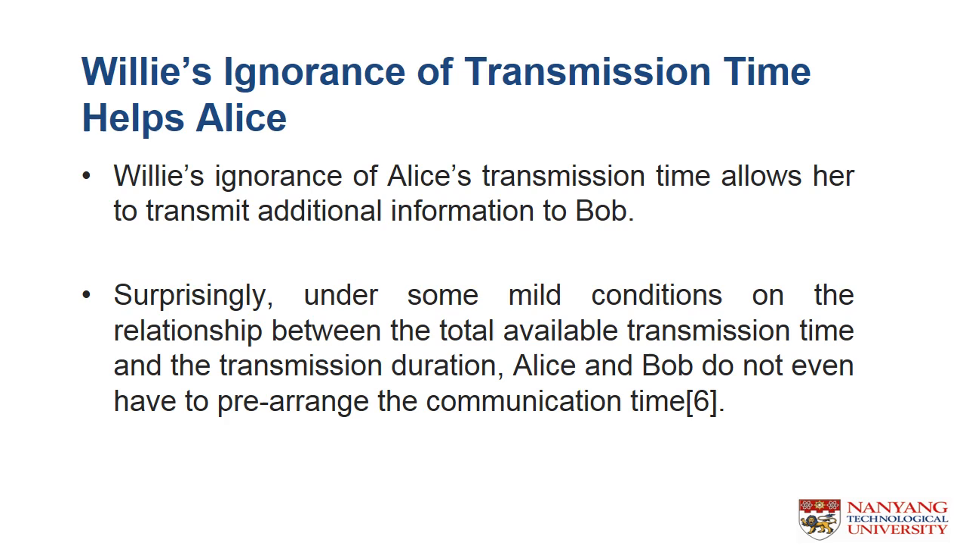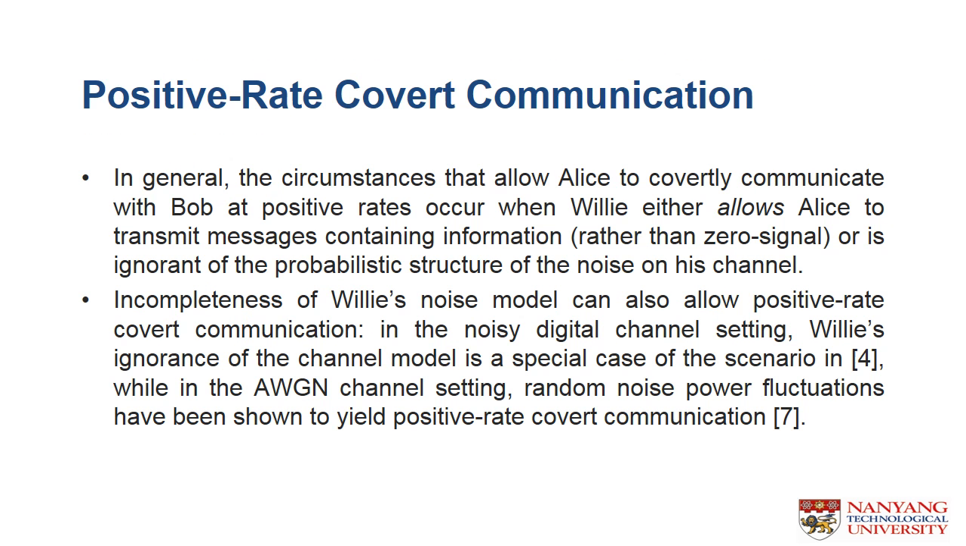Willie's ignorance of Alice's transmission time allows her to transmit additional information to Bob. Surprisingly, under some mild conditions on the relationship between the total available transmission time and the transmission duration, Alice and Bob do not even have to prearrange the communication time.